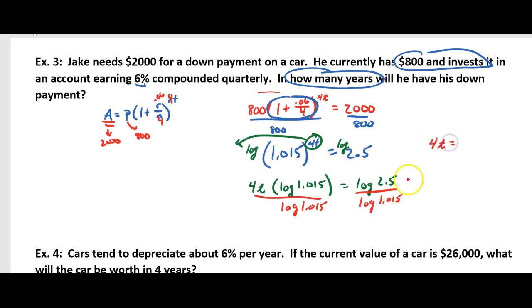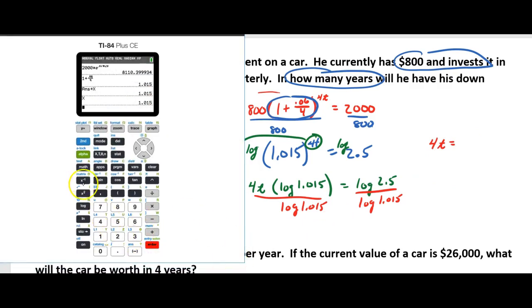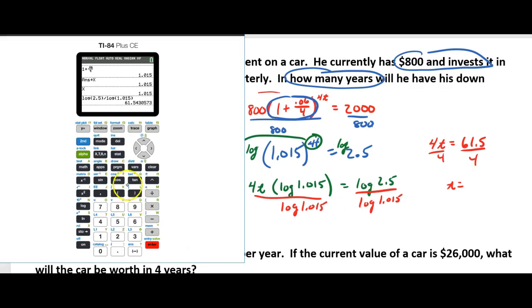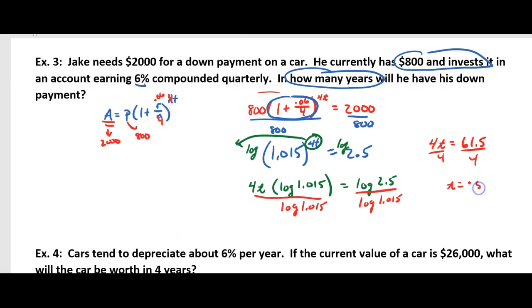So 4t equals, if I go log of 2.5 divided by the log of 1.015, and I hit enter, I get 4t equals 61.5. And now I can divide by 4, and the amount of time would end up being 15.4 years. I'll tell you right now, I hope his car is in good shape because that's a long time.